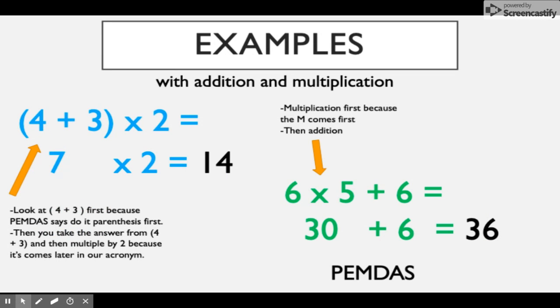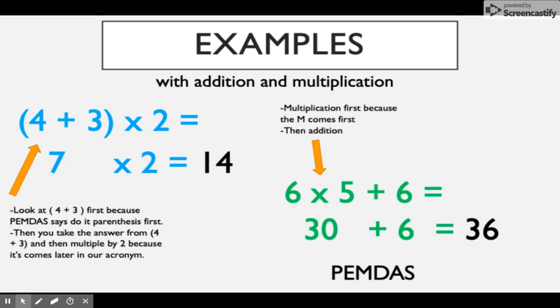The first two examples are dealing with operations of addition and multiplication. Written in blue, we see the math problem (4 + 3) × 2. We first want to look at 4 plus 3 in the parentheses because parentheses equals P, and that's the first letter in PEMDAS. So we first want to solve that. So 4 plus 3 equals 7. And then we take that answer and multiply it by 2 to find our answer. So 7 times 2 equals 14.